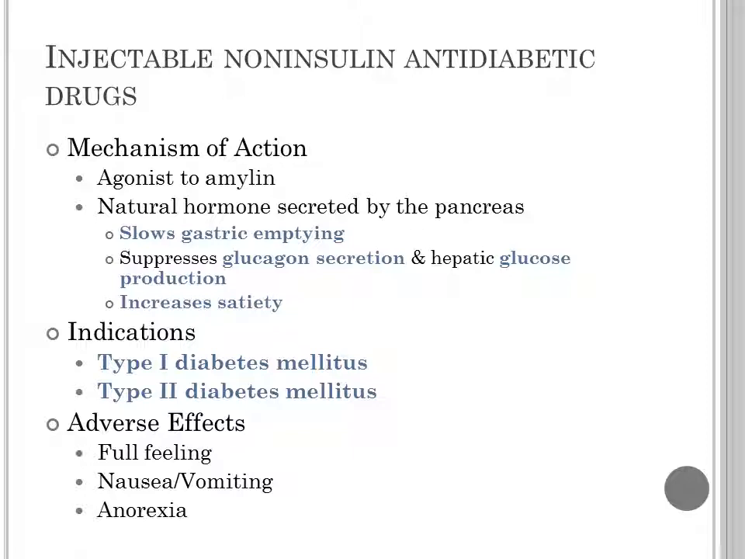Adverse effects: because it causes you to feel full, patients will complain of a full feeling or feeling bloated. Also a little bit of anorexia in the fact that they don't feel like eating. Not that it's an eating disorder, they just don't feel like eating as much, which isn't always a bad thing. And then some nausea and vomiting as well as they get too full.